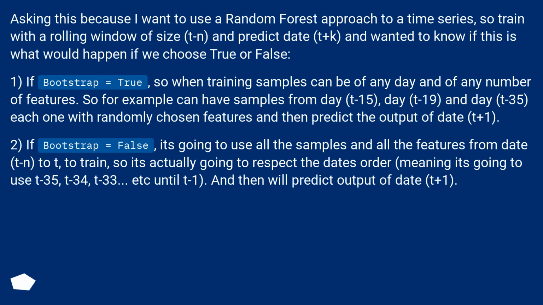2. If bootstrap equals false, it's going to use all the samples and all the features from date tn to t to train, so it's actually going to respect the date's order, meaning it's going to use t35, t34, t33, etc. until t1. And then we'll predict output of date t plus 1.